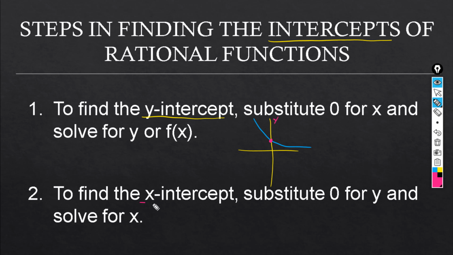While sa x-intercept naman is yung point na nag-intersect yung graph. For example, ito yung graph natin. Nag-intersect yung graph natin sa x-axis, for example, at this point. So, yan yung x-intercepts. Nag-intersect yung graph natin sa x-axis. So, example tayo. Next slide.